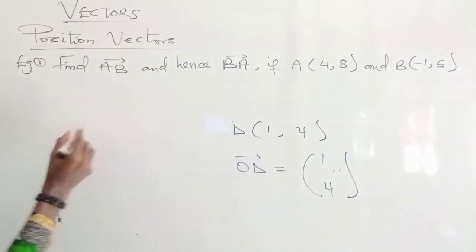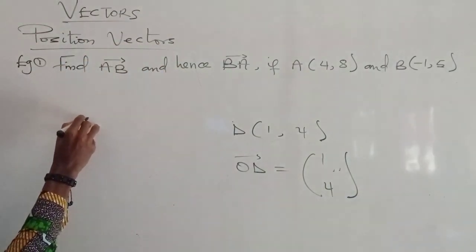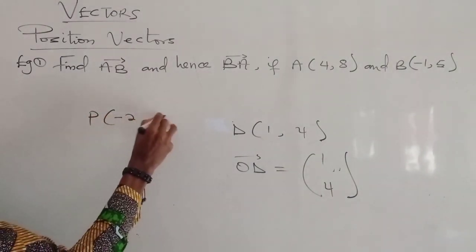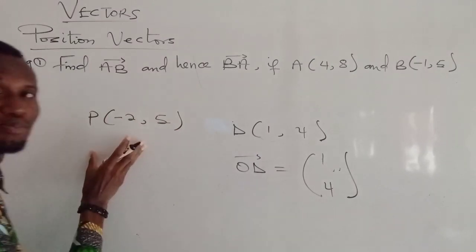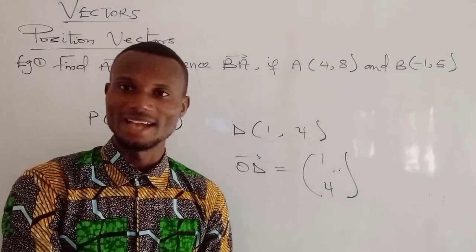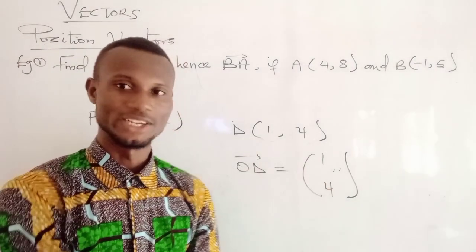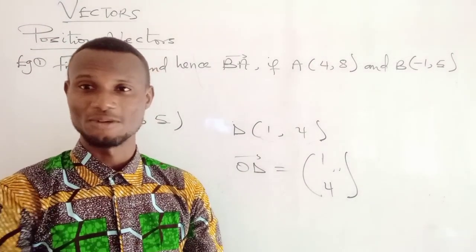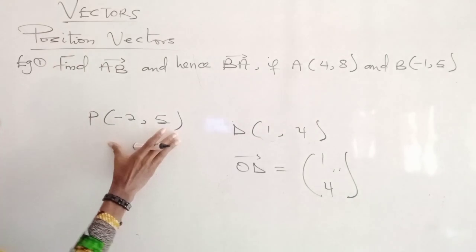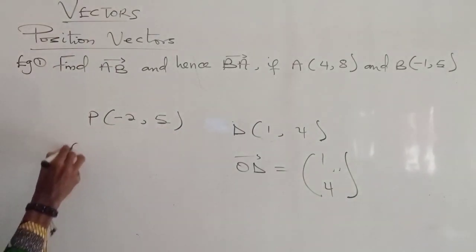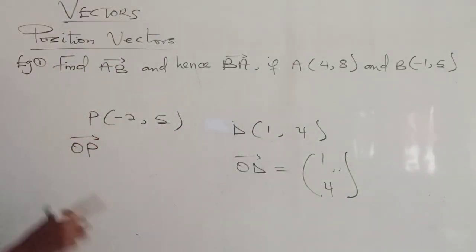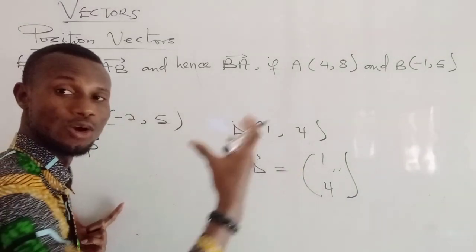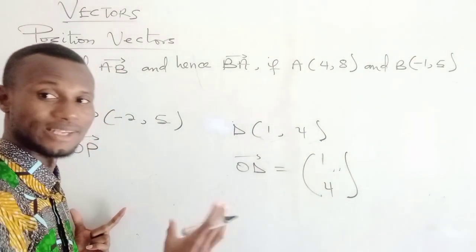So again, let's say I have the point P. Point P is given to be (-2, 5). So now this point P, I can express it as a position vector. Again, don't forget, a position vector simply means a vector which starts from the origin. So I'll write this point as a position vector. I'm going to write my OP. You can see the O is here and the P is there. So that's me writing the point P as a position vector.